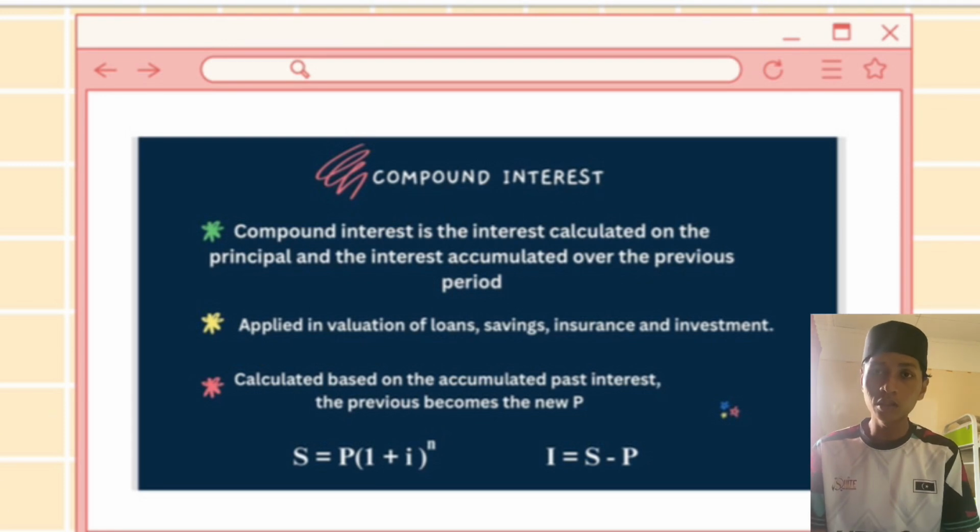Firstly, compound interest. Compound interest is the interest calculated on the principal and the interest accumulated over the previous period. It is applied in the valuation of loans, savings, insurance and investment. It is calculated based on the accumulated past interest, so the previous amount becomes the new P. The formula is S equals P (1 plus i) to the power n.